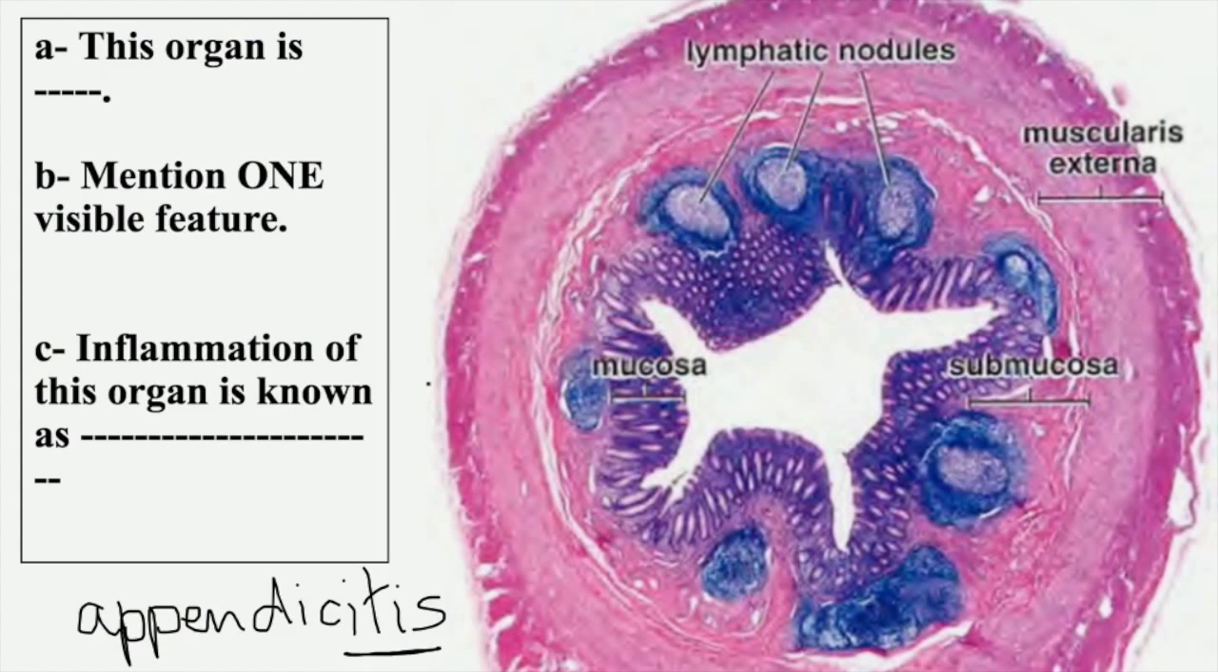Itis means inflammation, so it is an inflammation in the word before it. So it is an inflammation in the appendix. Appendicitis.